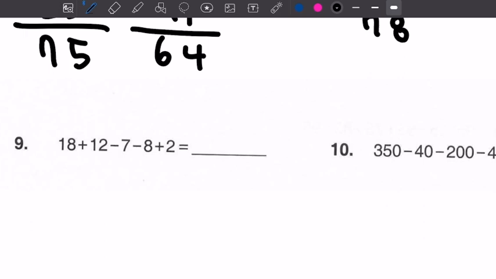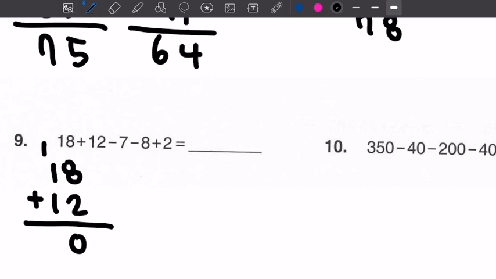First, we have 18 and 12. So we'll start by adding 18 and 12 together. 18 plus 12. 8 plus 2 is equal to 10. So we're going to write a 0, and then we're going to write a 1 here to indicate that 8 plus 2 equals 10. Now, 1 plus 1 plus 1 is equal to 3. So 18 plus 12 is equal to 30.